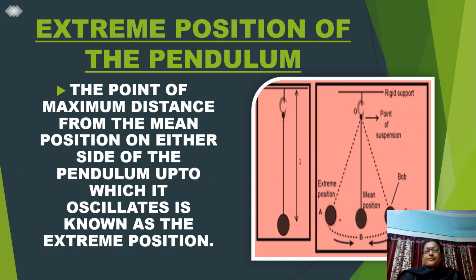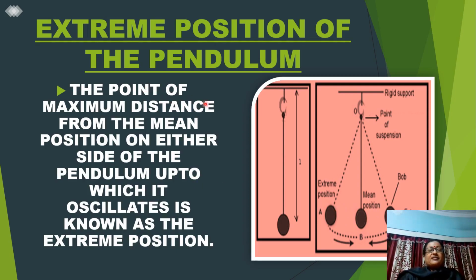Now, extreme position is from the mean position if we are moving to the maximum place that it is going to oscillate, or to and fro motion it is going. The maximum point that it reaches is known as the extreme position for that particular pendulum. Okay, and it starts from the mean position. We take the pendulum to this particular side, it reaches its extreme position, and it starts swinging like this, to and fro. When this happens, the two ends that it reaches are known as the extreme positions.